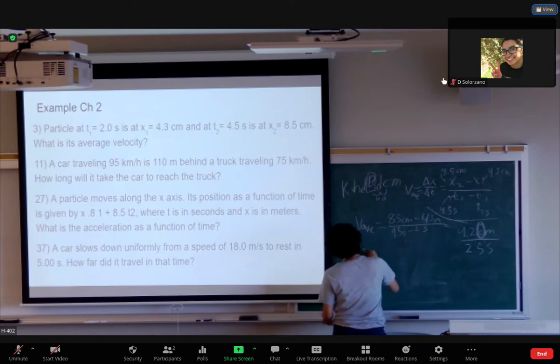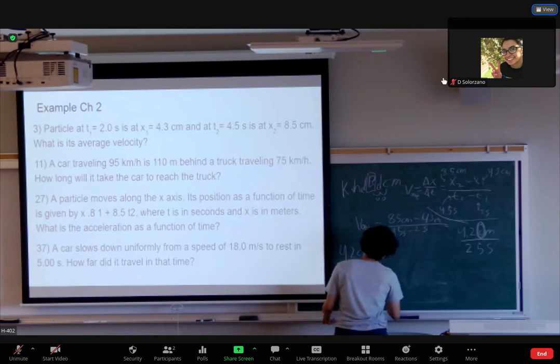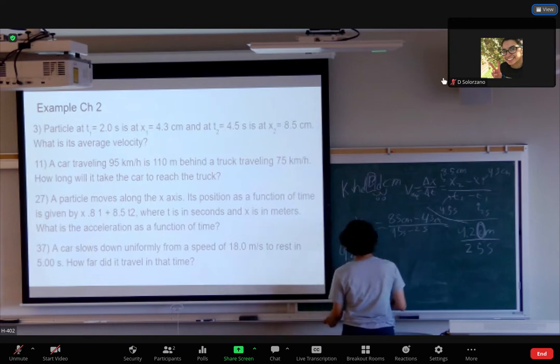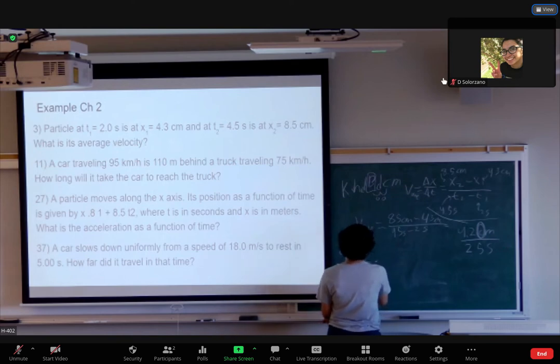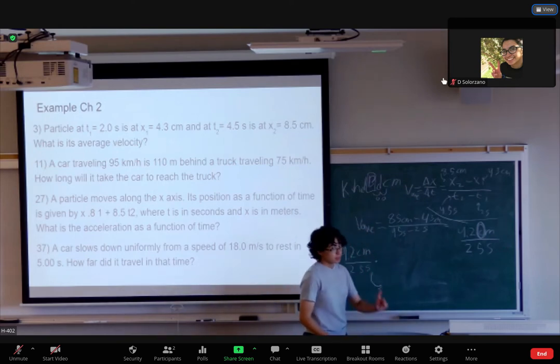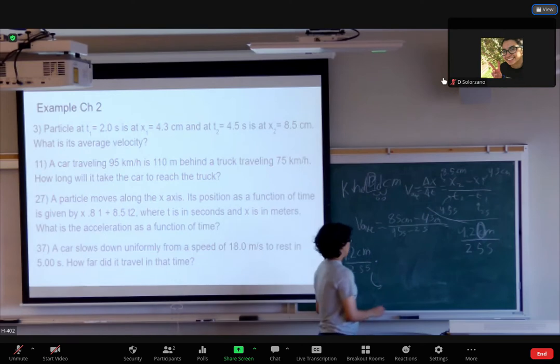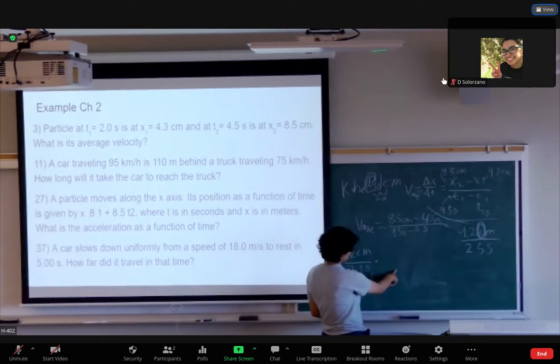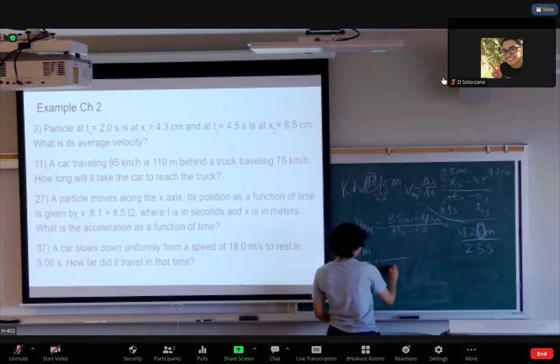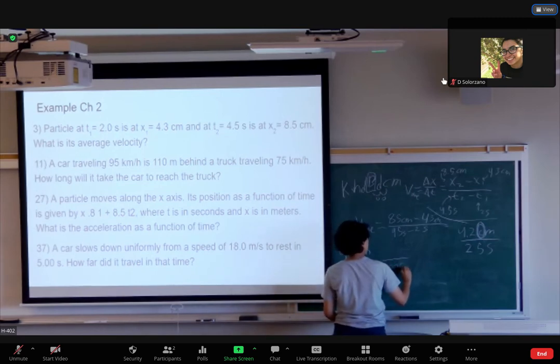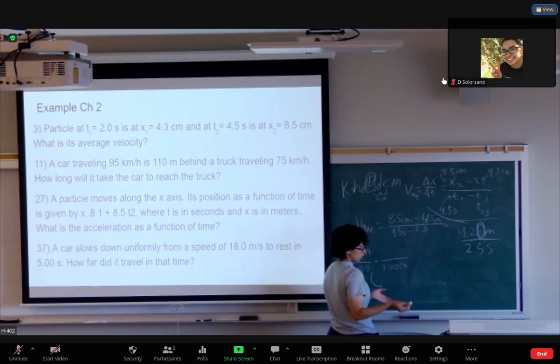4.2 centimeters over 2.5 seconds. If you plug that into the calculator, I'll calculate it later. Centimeters are smaller than meters. Meters is bigger, so this is going to get the 1, because you're going to have more centimeters in the meter. You're also going to have the centimeters at the bottom because you need them to cancel out. So you have 2 zeros, 1, 0, 2 0, and then your centimeters there, because there's more centimeters in a meter than there are meters in a centimeter.